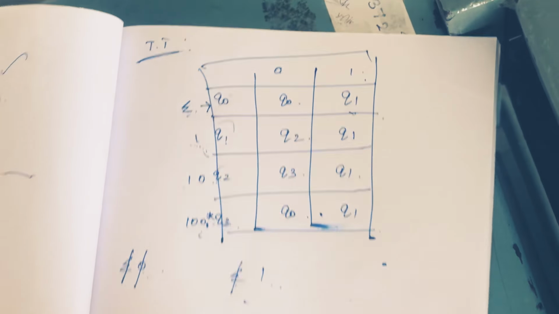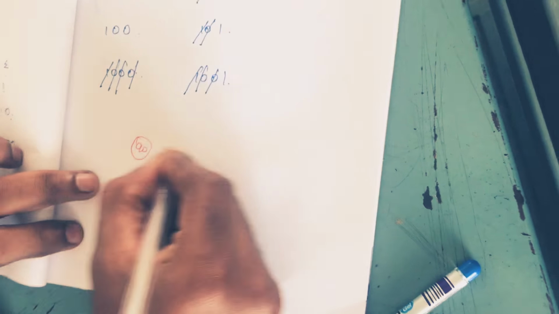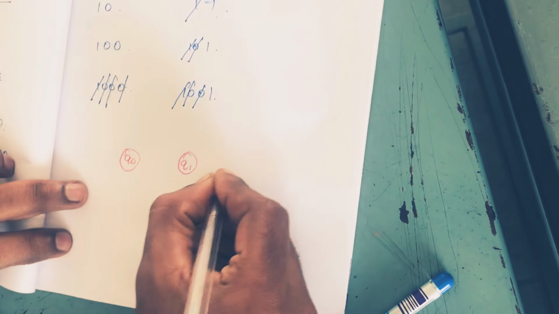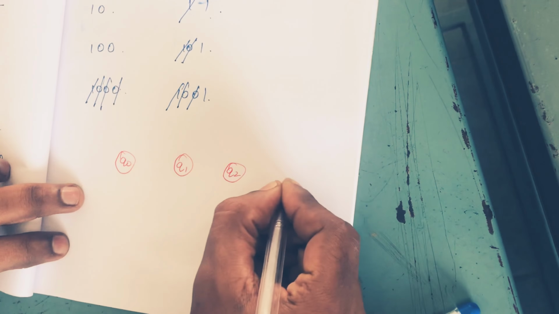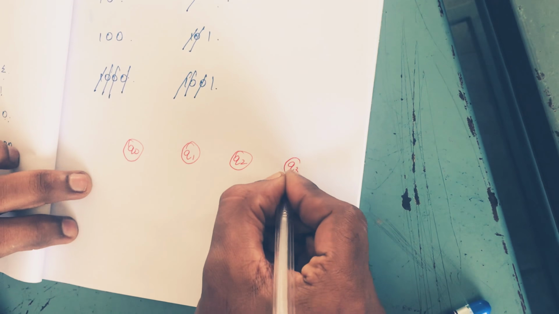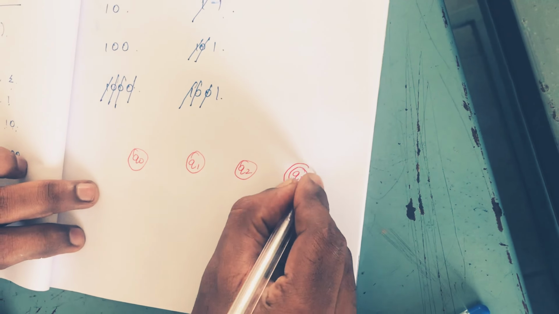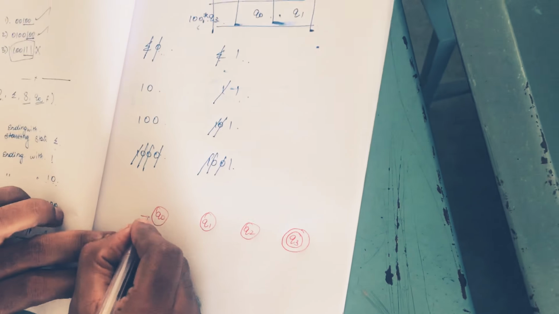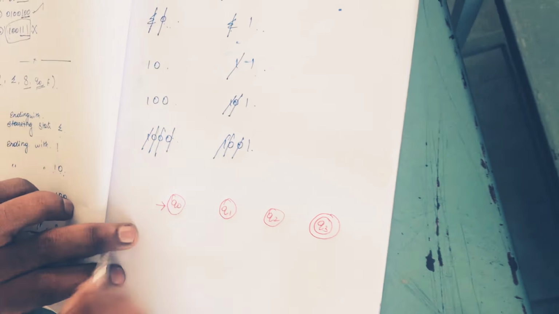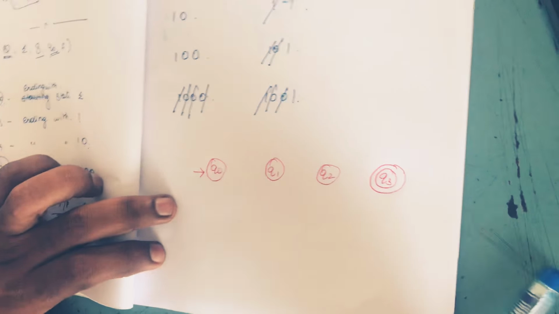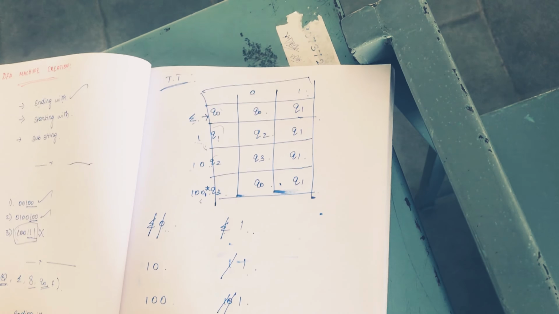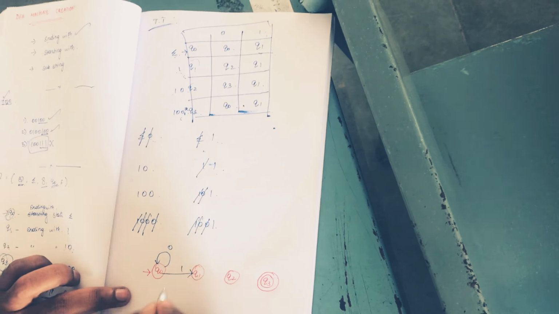What are the states there? Q0, Q1, Q2 and Q3. Q3 is the final state, so we should mention it with a double circle. The starting state is Q0, and we mention it like this. When Q0 reads a 0, the output is Q0. When Q0 takes a 1, Q1 is the output.